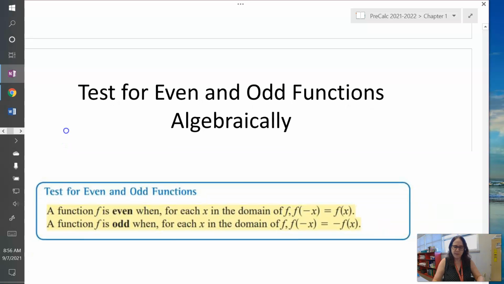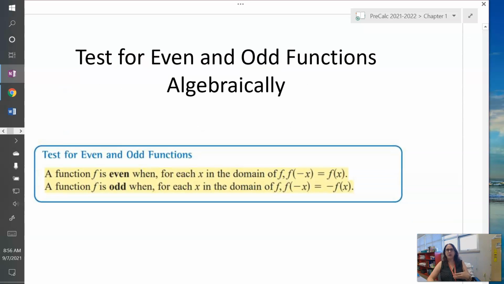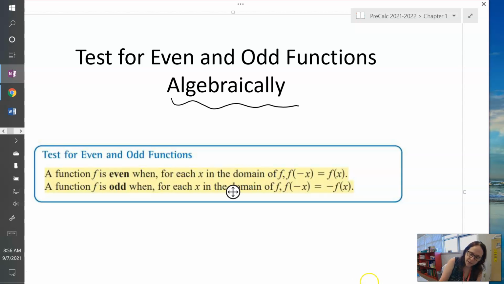Now we're going to do the same thing. We're going to test for even and odd functions algebraically. So this is for people that don't like to look at graphs and you prefer to work things out algebraically. Here's the test for it. If it's even, then what you're going to do is when you plug in a negative x into f of x, you're going to get the same function that you originally had.